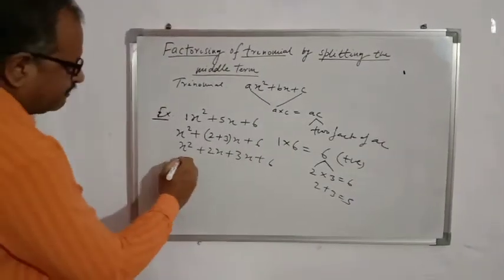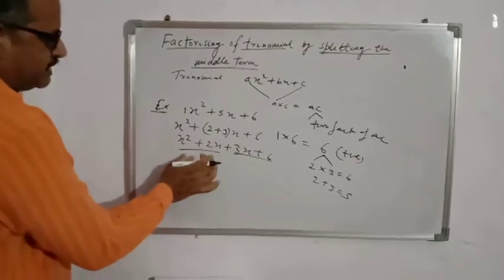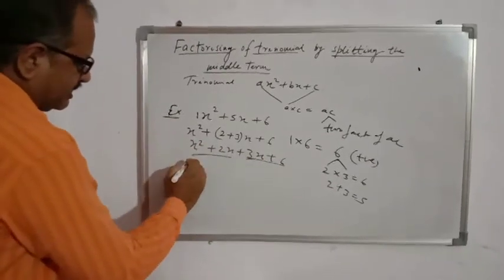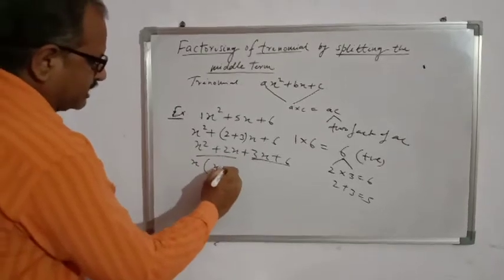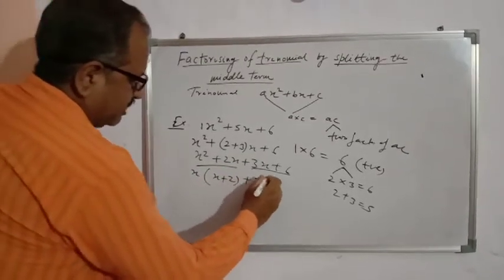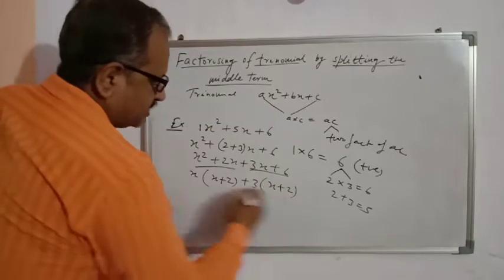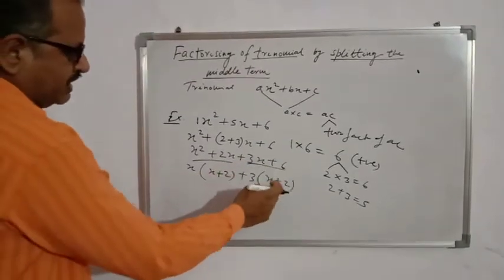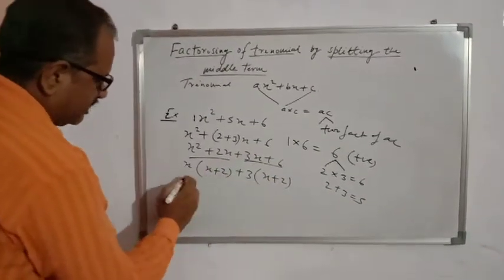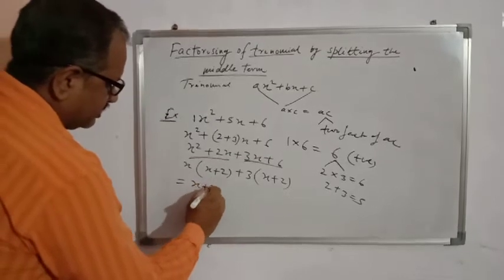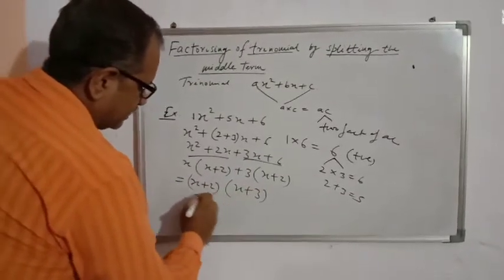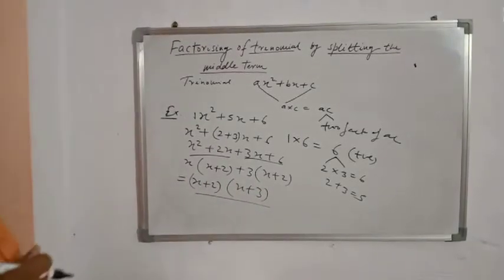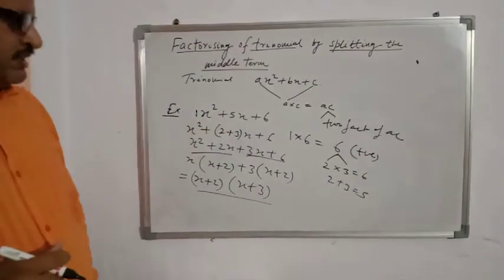After that we will make the pairs. This is the first pair, this one the second pair. Take common: what is common in the first pair? x is common, x plus 2. In the second pair, 3 is common, 3 into 2 is 6, x plus 2. So x plus 2 is common in both. Take x plus 2 common, times x plus 3. This is the factorization of x square plus 5x plus 6.